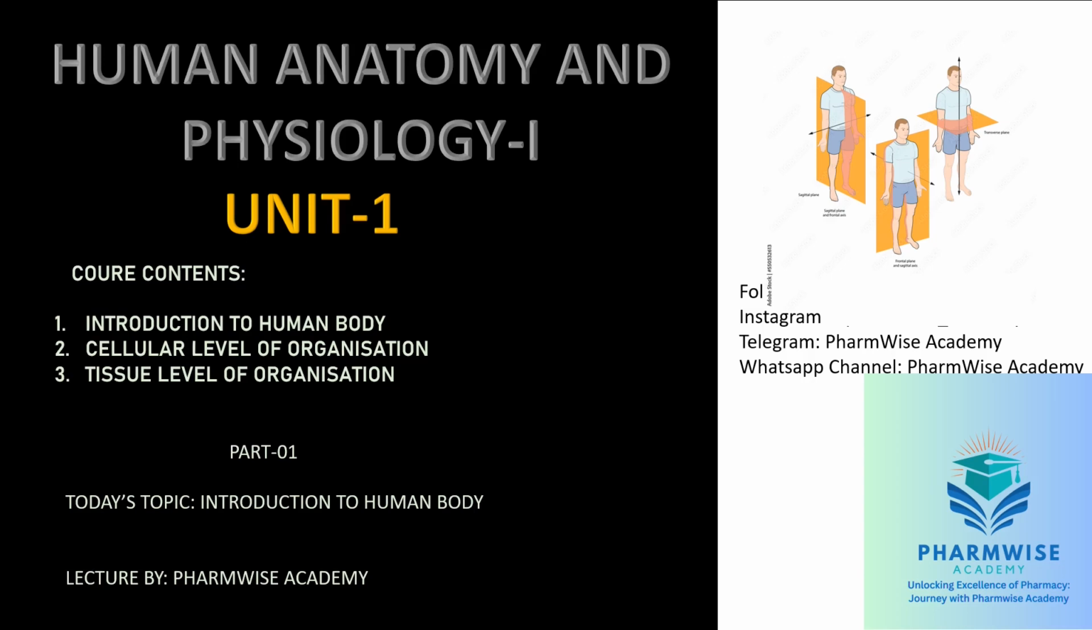This is the first video in which we are going to discuss your first syllabus, first subject in your first sem B.Pharm, that is Human Anatomy and Physiology. This is Unit 1. In Unit 1, there are three topics: Introduction to Human Body, Cellular Level of Organization, and Tissue Level of Organization. In this video, we are going to talk about the Introduction to Human Body. So let's start.